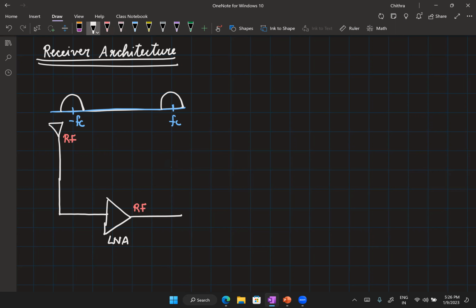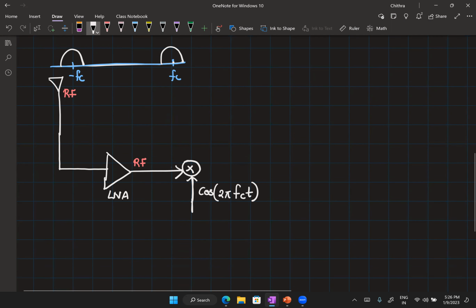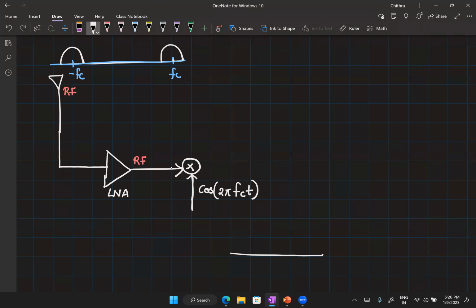What should be the next component? This has to be a mixer. Our aim now is to bring the information around this carrier frequency to baseband, that is around DC. What a mixer does is, it is going to multiply this RF signal with a clock signal. And what should be the frequency of that clock? It has to be FC. So what we'll have here is some sort of clock, let's say a cos signal, cos(2π FC t). Its spectrum is going to look like this.